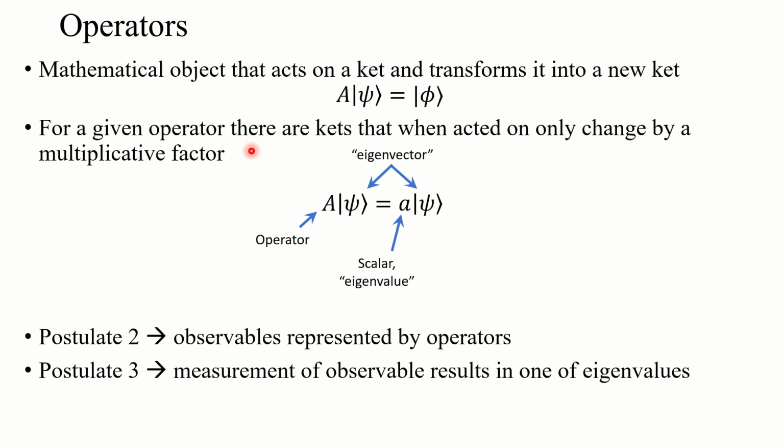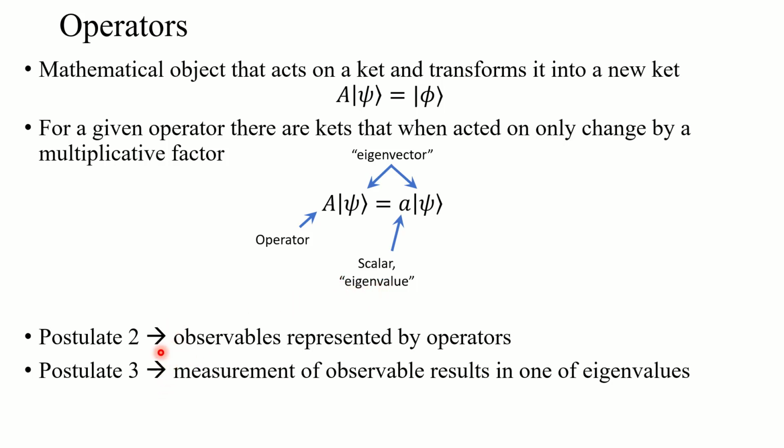For a given operator, there are certain kets that when the operator acts on them, it only changes that ket by some multiplicative factor, right? So if you have some operator on one of these kets psi, if that operation amounts to not really changing the ket, but just multiplying it by some scalar, that's what we call an eigenvalue. So for a certain operator, there will be a number of kets that we call eigenvectors or eigenkets that when the operator acts on those kets, the result is the same ket just multiplied by a scalar that we call the eigenvalue. And this is important.